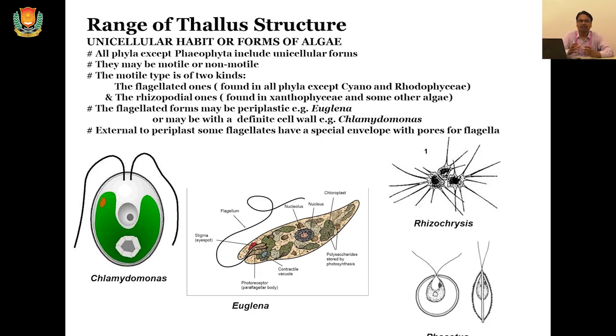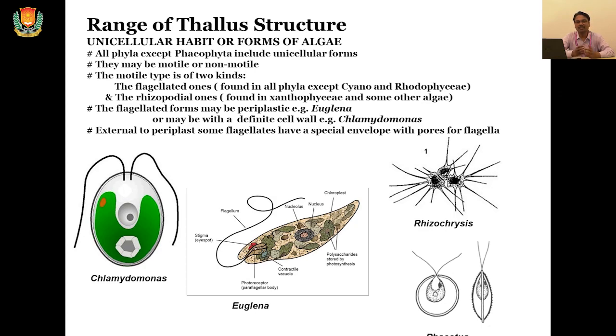In multicellular thallus, both the vegetative and reproductive phases may involve cell division as well as growth. So multicellular phases are characterized by cell division as well as growth in both the reproductive and vegetative phase. Now we would see what the unicellular thallus range in algae is. Here I would tell you one exception of algal thallus, one group which does not have any unicellular form, and that particular phylum is Phaeophyta. So Phaeophyta is a group which does not have any unicellular form.